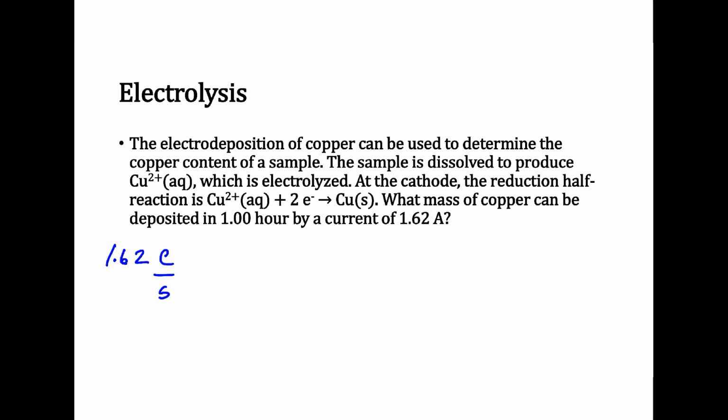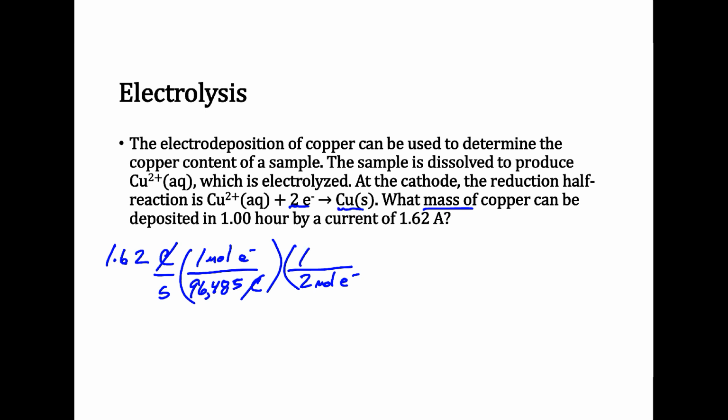All right, so if we are trying to find the mass of copper, we're going to have to get our coulombs to cancel. The thing that we can use to cancel out the coulombs would be Faraday's constant, which is 96,485 coulombs for every 1 mole of electrons. Okay, so the coulombs cancel. Well, how many moles of electrons are being transferred here? Well, what we can see is there are 2 moles of electrons for every 1 mole of copper. Okay, so now our moles of electrons have canceled.